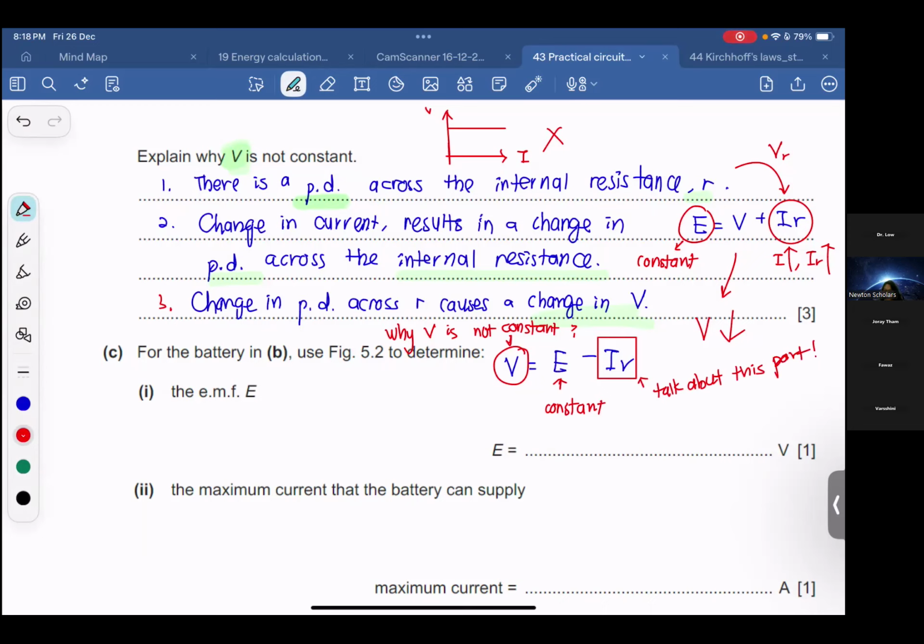Okay, so for the battery in B, use figure 5.2 to determine your EMF. Determine your EMF and then tell me your answer.